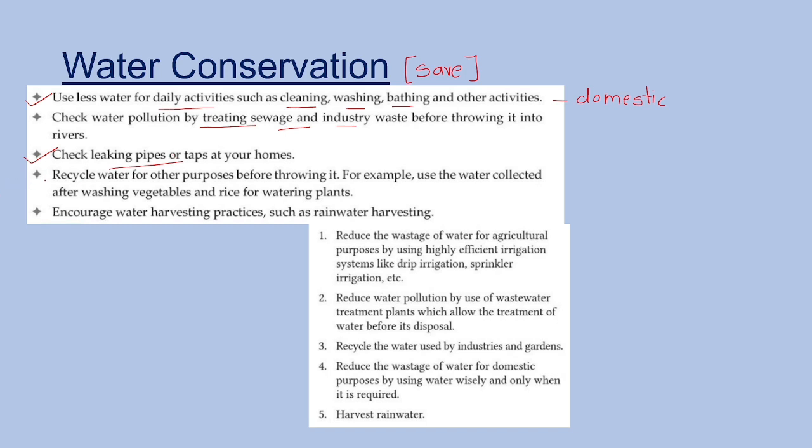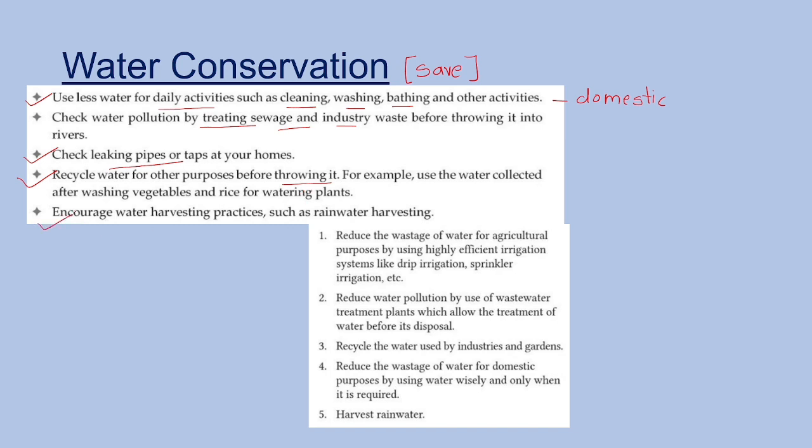Recycle water for other purposes. We can recycle the water. Treated water can be used for gardening purposes. For example, water collected from washing vegetables or rice can be used for watering plants.